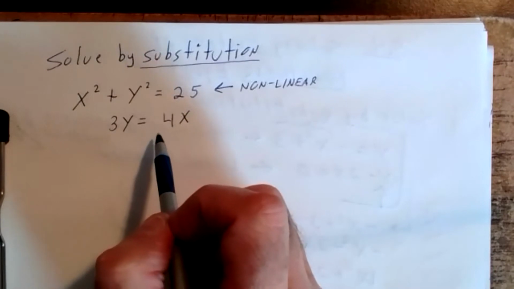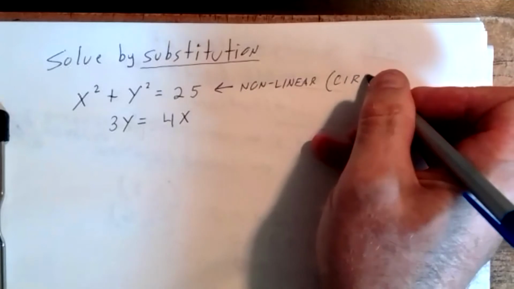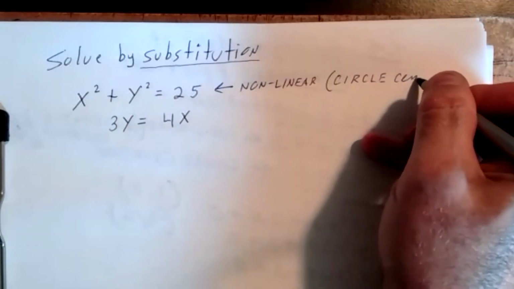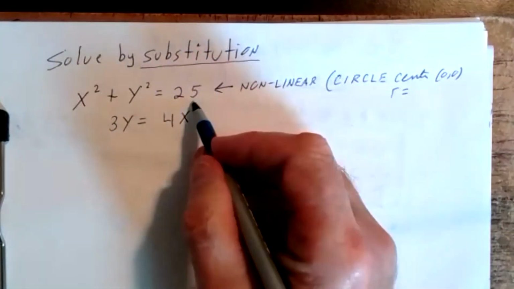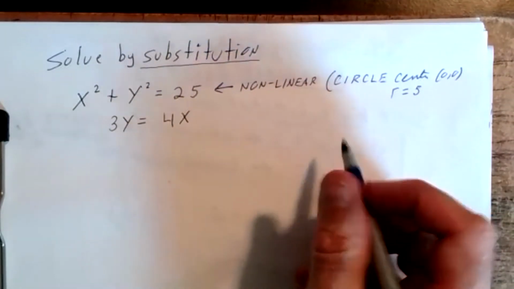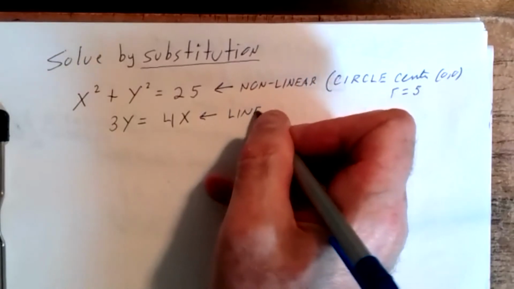Well, I'll just tell you, just for the record, ladies and gentlemen, it would be a circle. It is the graph of a circle where the center would be at the origin, (0, 0), and the radius of the circle would be the square root of 25, or 5. So it will be a circle. This is a linear equation, so its graph will just be a line.